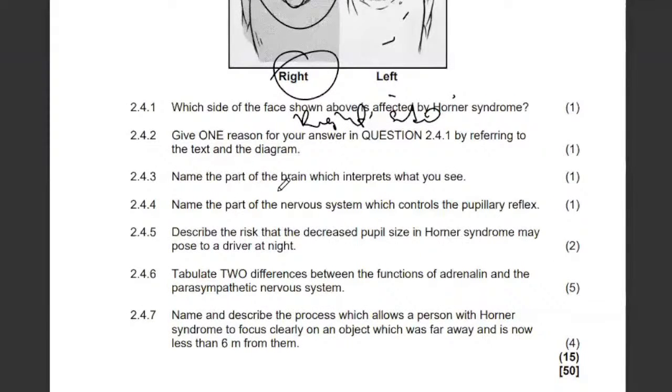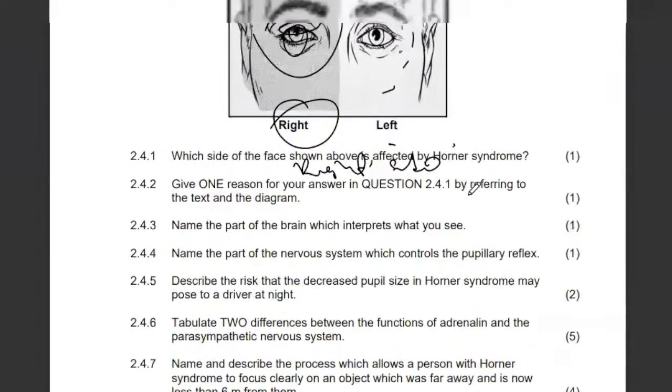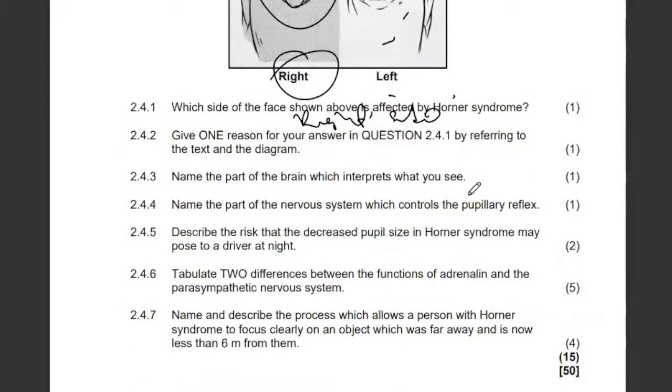They said one reason. Name the part of the brain that interprets what you see. That is the sensation. Remember, vision is a sensation, and sensation is controlled by the cerebrum. Next, name the part of the nervous system which controls the pupillary reflex. They're saying the part of the nervous system, not which part of the brain. So this is the autonomic nervous system, the sympathetic and parasympathetic, which allows the control of the amount of light entering the eye, in most cases during dim and bright light. So here it is the autonomic nervous system. You have to write it in full.